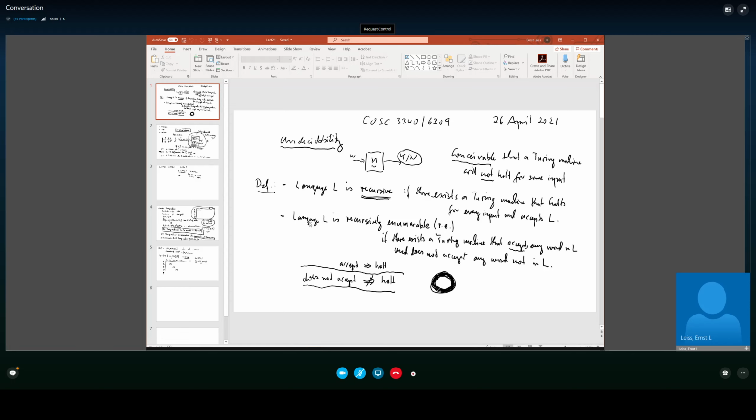recursive. So if we just construct a Turing machine that accepts every word in L and does not accept any word not in L, then effectively we've established that this is a recursively enumerable language. And if we want to go beyond that, we would actually have to show that that Turing machine halts on every input.